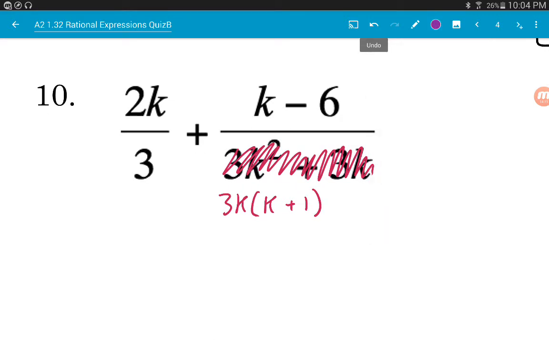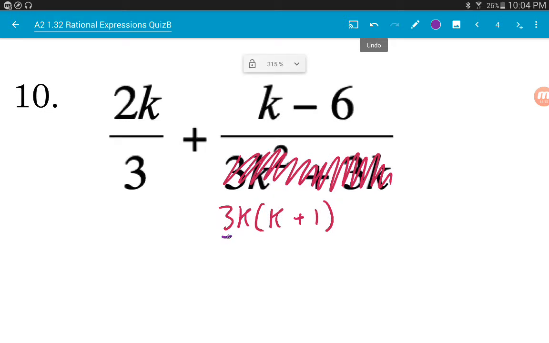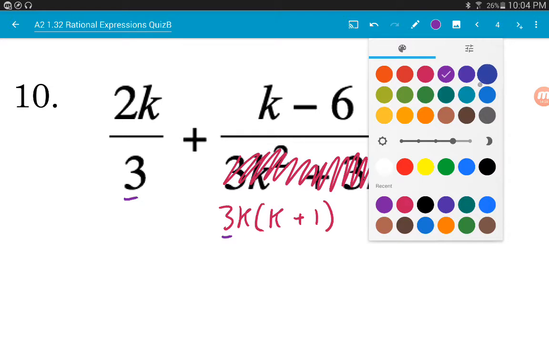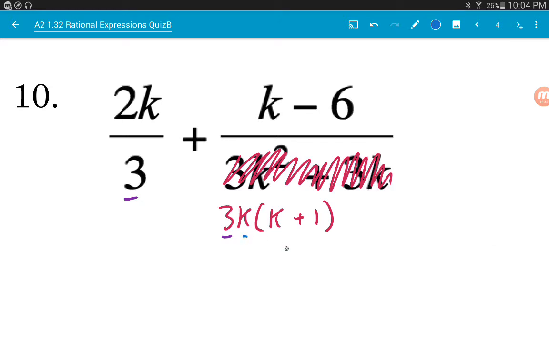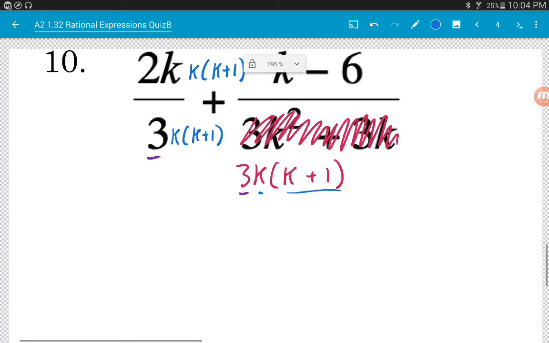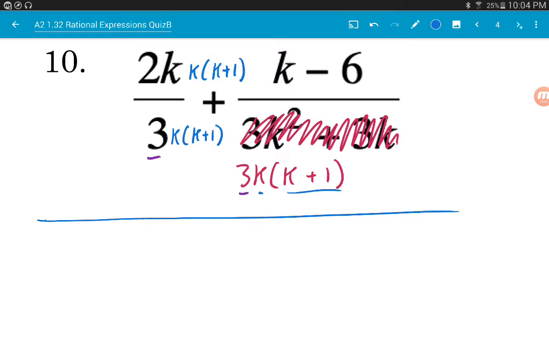Now on the left-hand side, I have a 3 and a 3. So I still need a few things. I need a k, I need a k plus 1. So let's do it like this. I need to do it on top as well. Let me rewrite because this is getting messy.